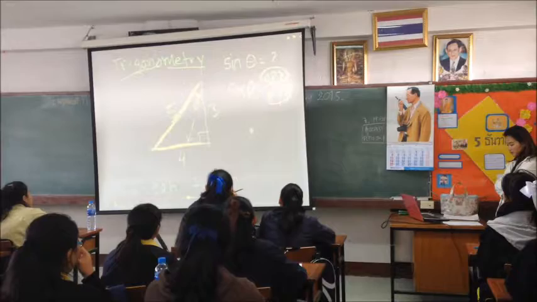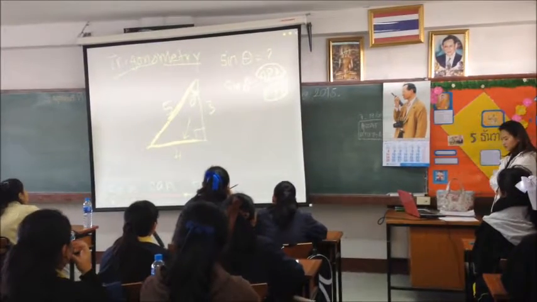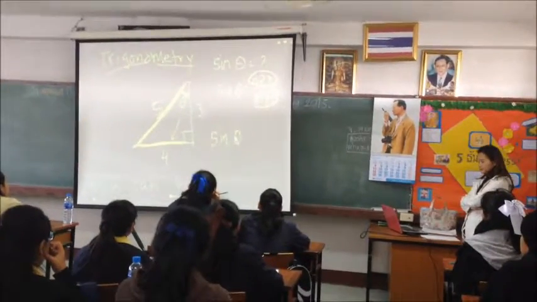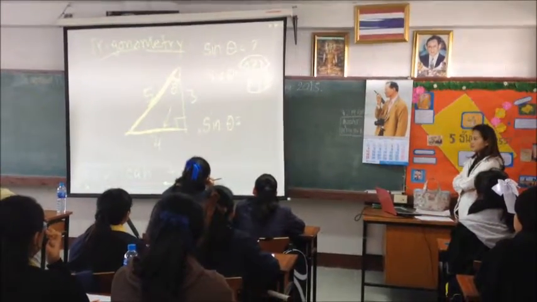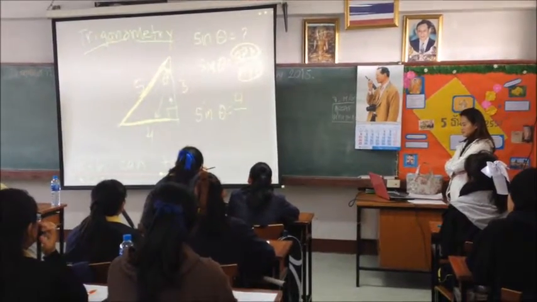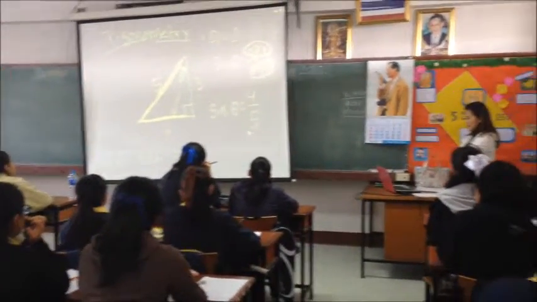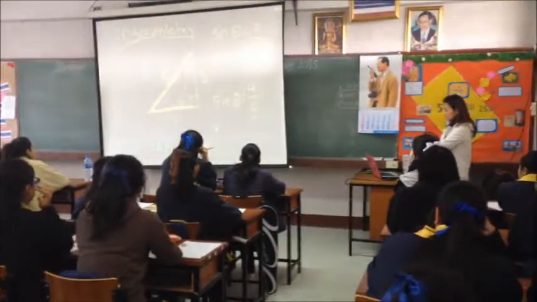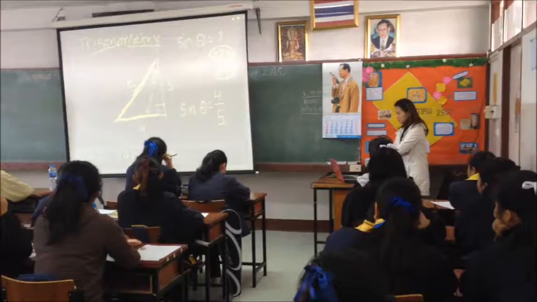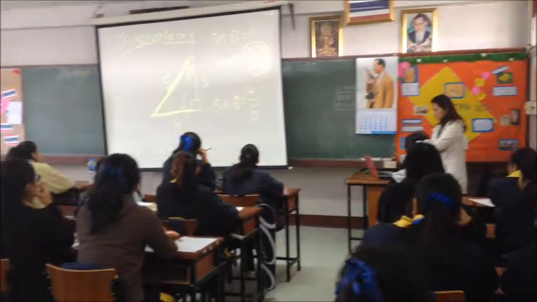So now I think we're ready to figure out what the sine of theta is. Sine of theta is equal to the opposite side, 4, over the hypotenuse, which is 5. We're done. Let me erase part of this, and we'll figure out some more things about this triangle.